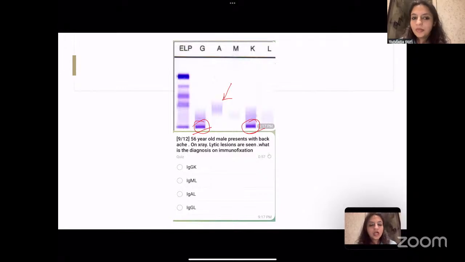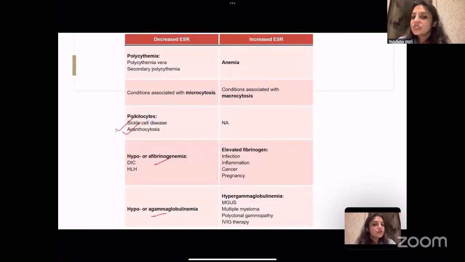IgG kappa. So HLH is hemophagocytic lymphohistiocytosis. This is hemophagocytosis. HLH is a histiocytic disorder. There is hemophagocytic lymphohistiocytosis. This also has low fibrinogen, and that is why ESR can be decreased here.